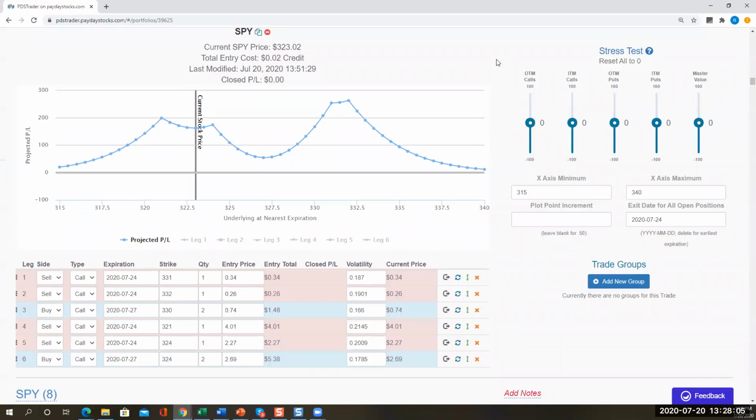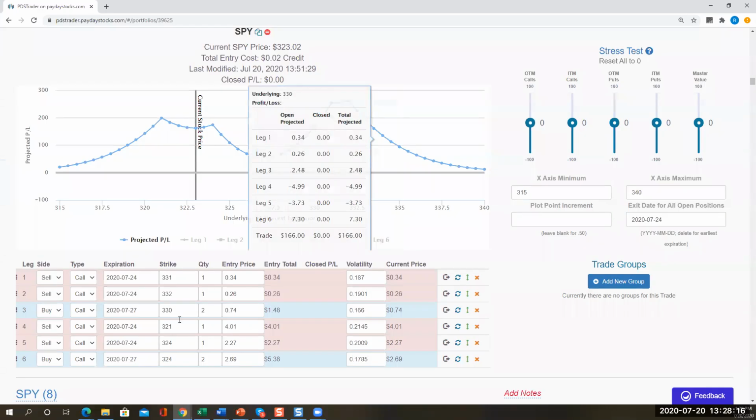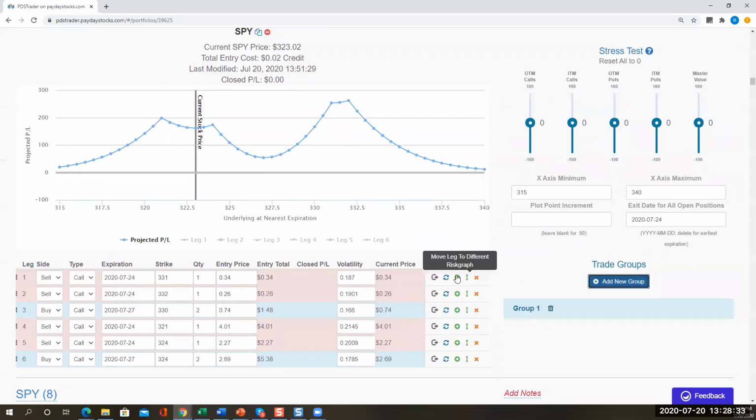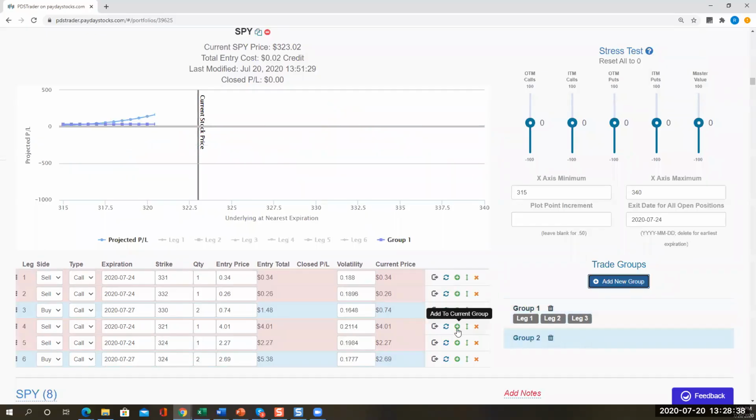Here is a very similar trade to what we were looking at. The bearish is actually the bottom three: a 321, 324, 324. And then the bullish is a 331, 332, long two 330s. That's the bullish side. We can do this to make sure everybody's on the same page: group one will be the bullish, group two will be the bearish.